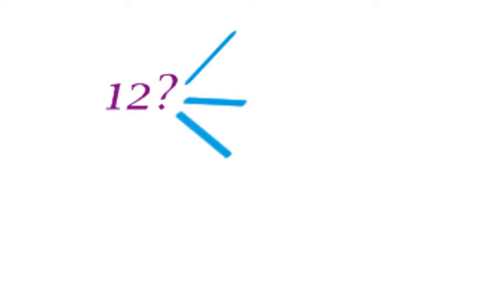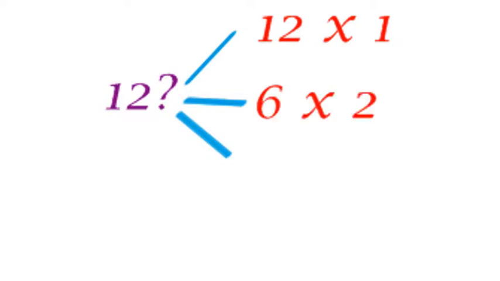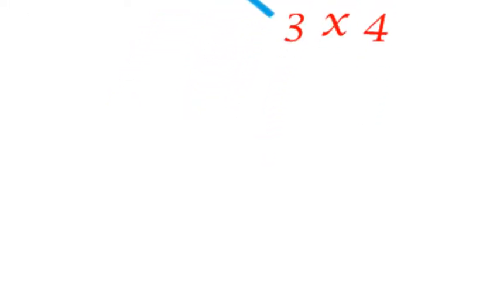So let's think about this with the number 12. What did we multiply in order to get the number 12? I can do 12 times 1, I can do 6 times 2, and I can also do 3 times 4. So all those numbers, when multiplied in the right ways, are factors of the number 12.